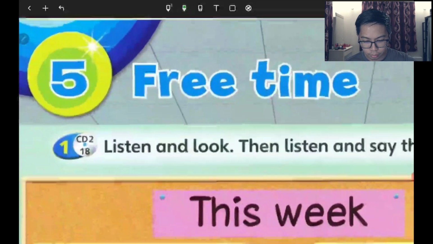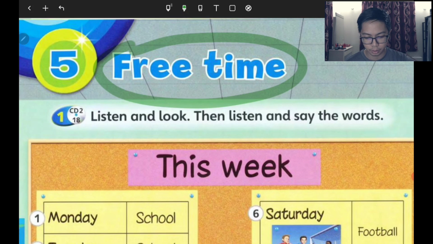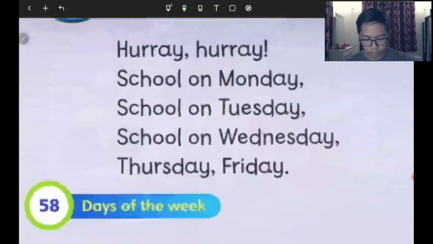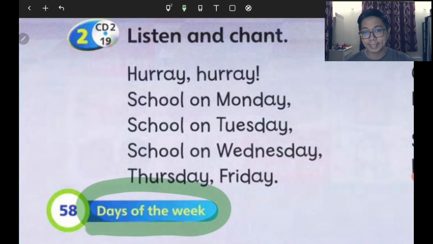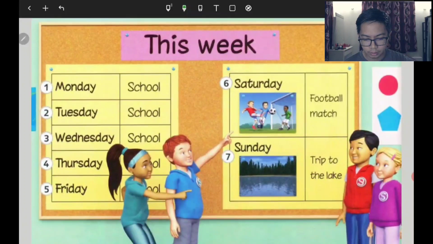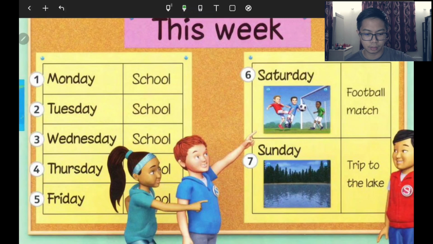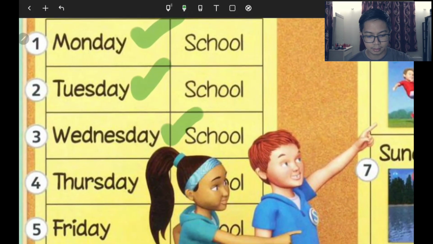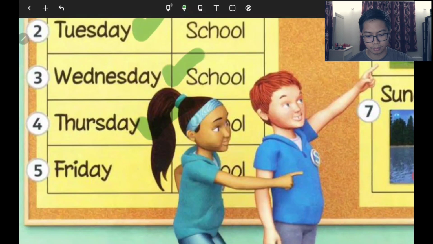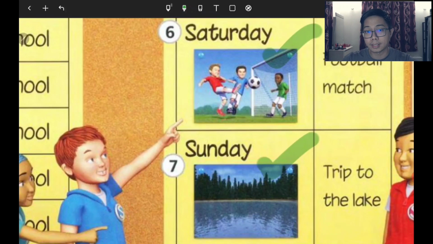So let's have a look at Unit 5, which is Free Time. On this topic, we have learned about the days of the week, okay? We have 7 days, starting from Monday, Tuesday, Wednesday, Thursday, Friday, Saturday, and lastly we have Sunday.